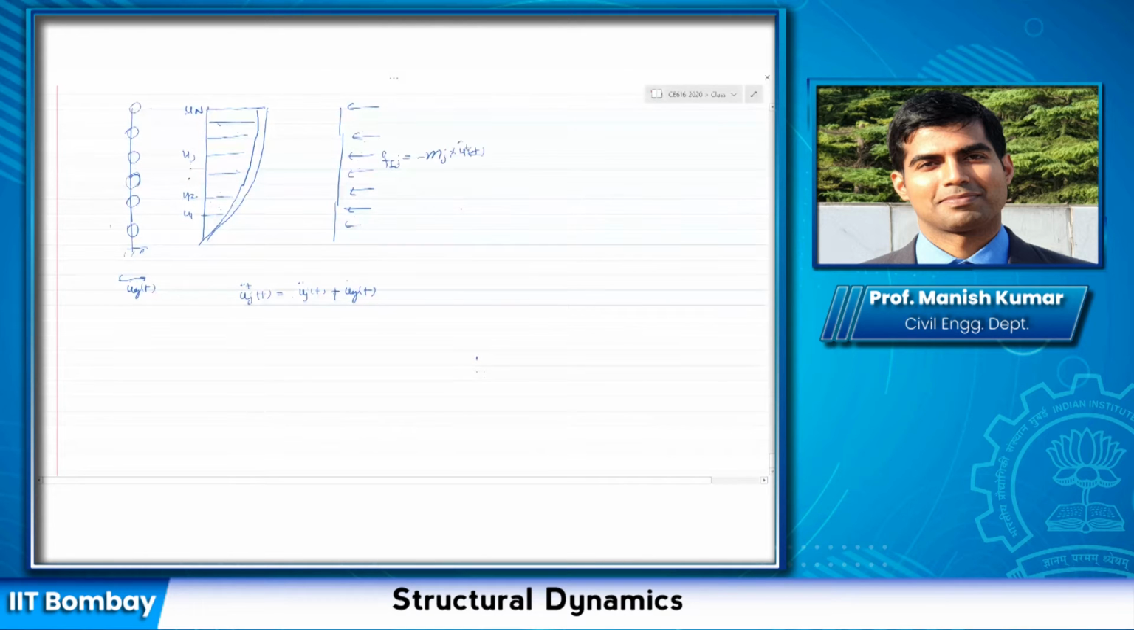Now, to analyze this kind of system, we are going to employ the same technique that we have used previously, where we apply equivalent static forces that produce the same displacement as the dynamic displacement. So we are going to say these forces at different levels are Fsn, Fsj, and Fs1.